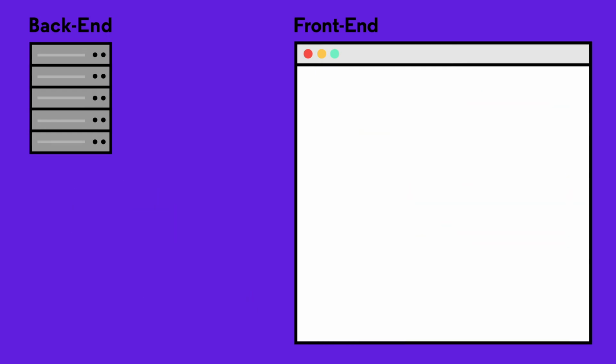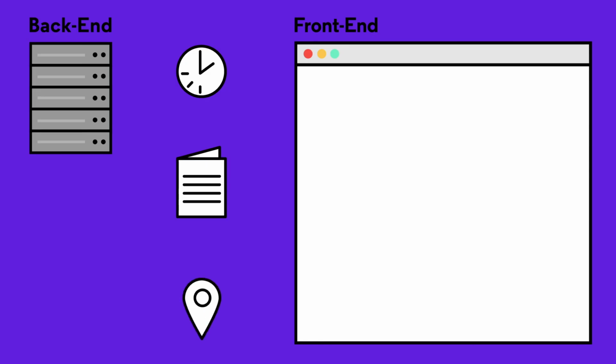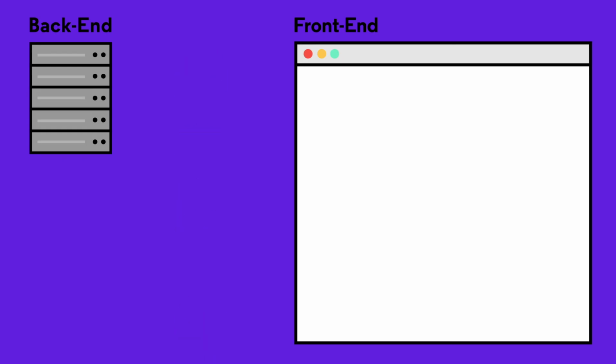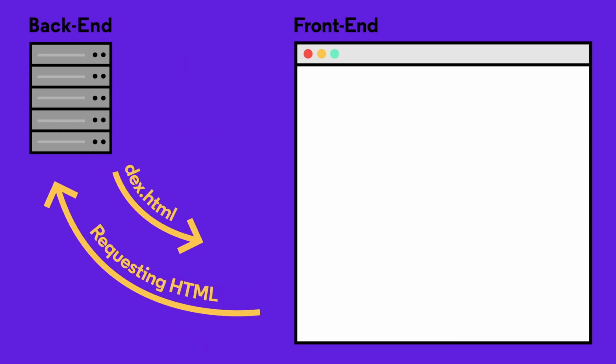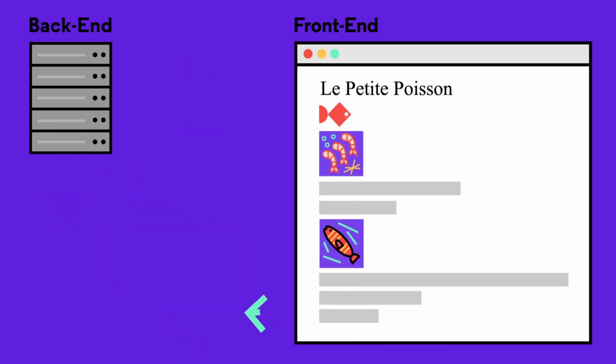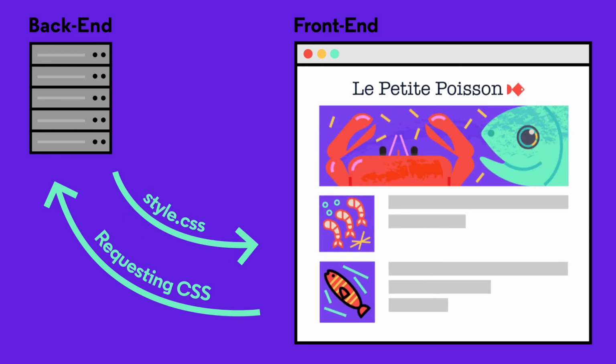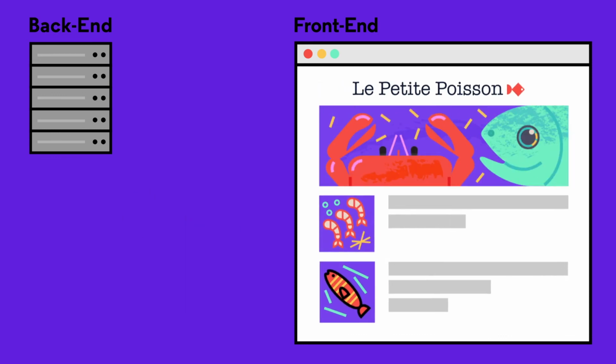Let's say we're building a website for a restaurant. This site contains the restaurant's hours of operation, its menu, and directions to the restaurant. When a user visits this site, the HTML and CSS files for the site will be retrieved from the backend and displayed in the user's browser. What the user can now see, the rendered version of these HTML and CSS files, is the front end of the site.